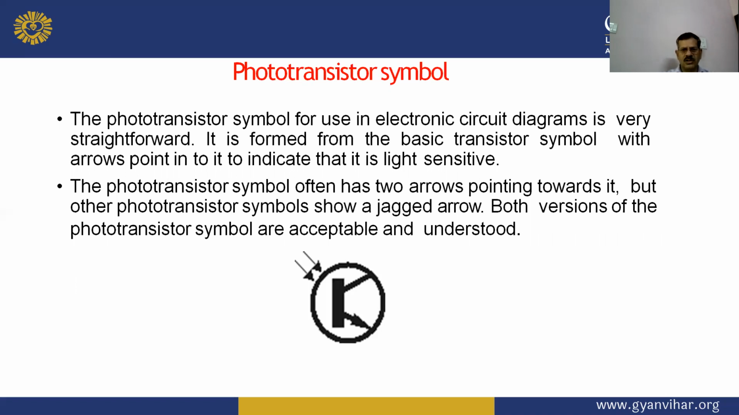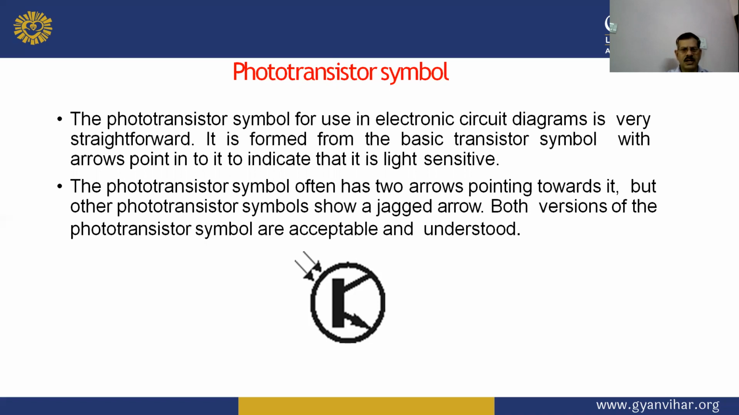Phototransistor symbol. So this is the phototransistor symbol in this symbolic diagram. The phototransistor symbol for use in electronic circuit diagrams is very straightforward. It is formed from the basic transistor symbol with an arrow pointing into it to indicate that it is light sensitive. So the arrow pointing into this device indicates that it is light sensitive.